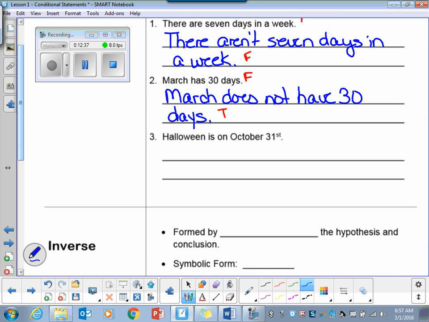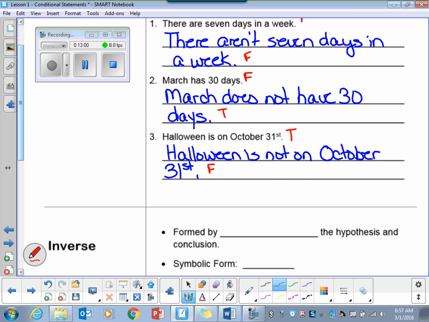Halloween is on October 31st. That happens to be true. Halloween is not on October 31st would be our negation. And that one happens to be false. So we can take a true statement and make it false. We can take a false statement and make it true.